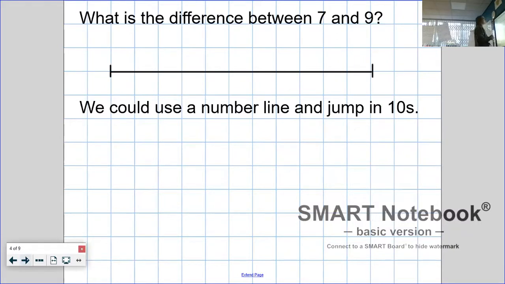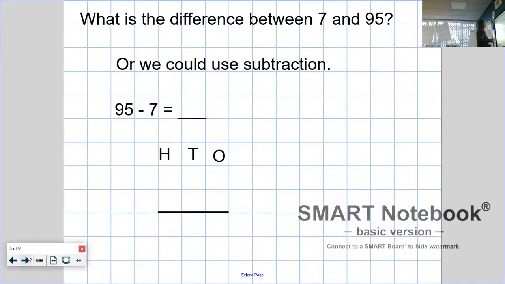Let's look at another one. Oh, that's just what I've shown you. You've got 7, 8, 9, and I've got 1 and 1. I've got the answer 2. So again, it shows me the answer. So let's look at this one.